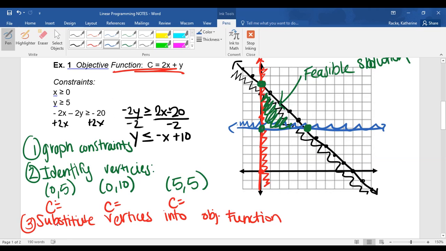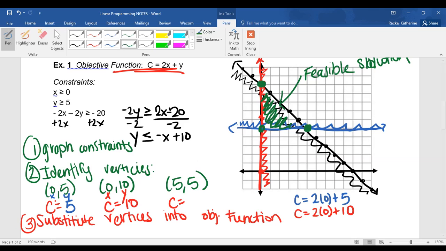Okay, so if I substitute in 0 for x and 5 for y into this equation, I get C equals 2 times 0 plus 5. Well, 2 times 0 is 0, so this one is going to equal 5. If I subbed in 0 for x and 10 for y, 2 times 0 again is 0, plus 10 gives me 10.